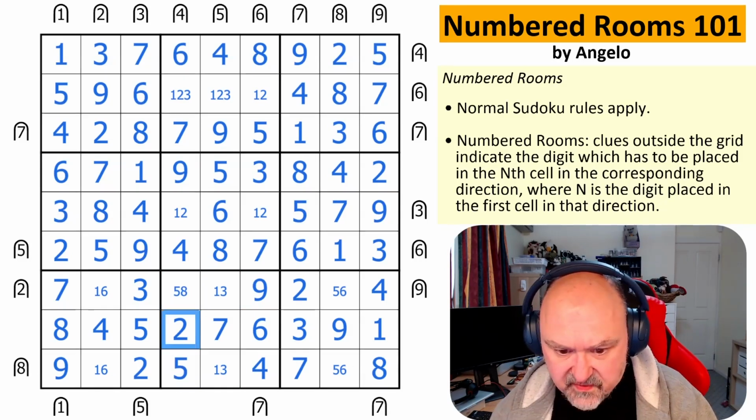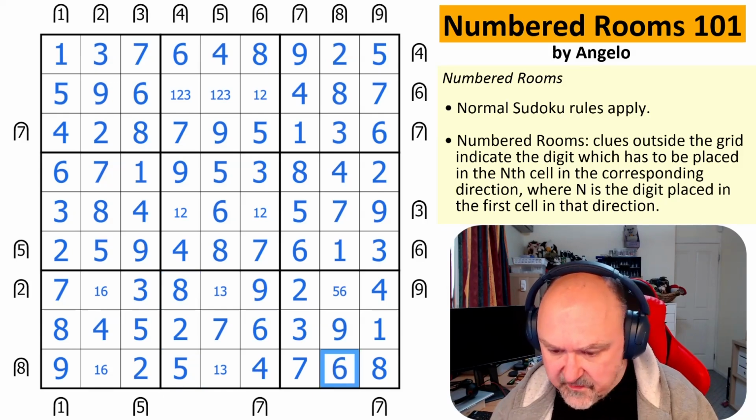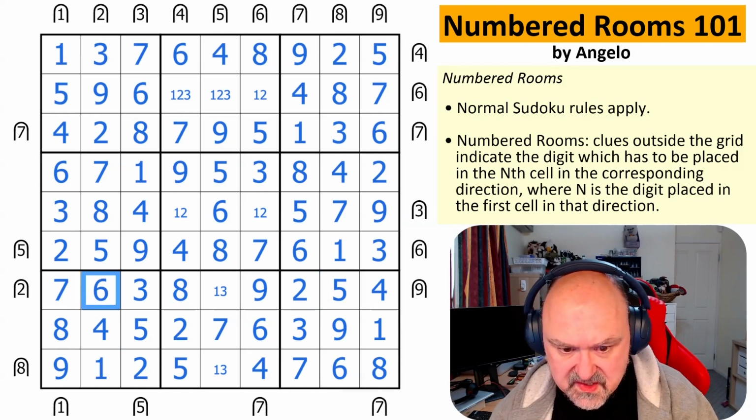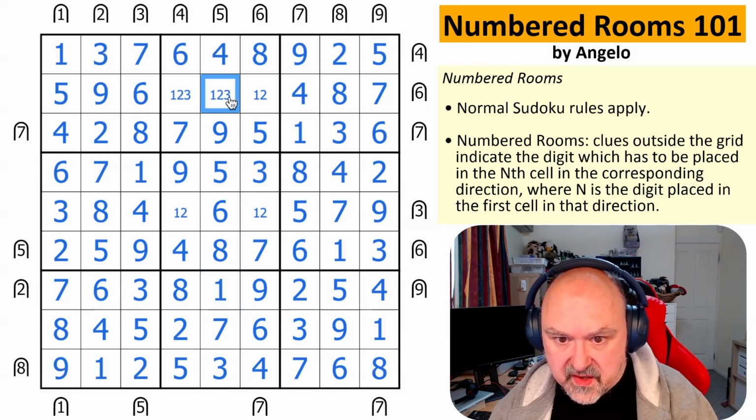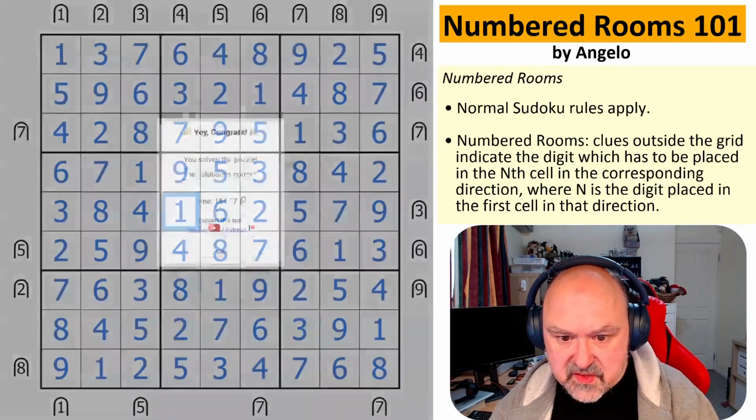This 8 makes this 5, makes this 8. The 5 makes this 6 and this 5. The 6 makes this 1 and this 6. The 1 makes this 3 and this 1. The 3 and the 1 make that 2, that 1, that 3, this 2 and this 1.